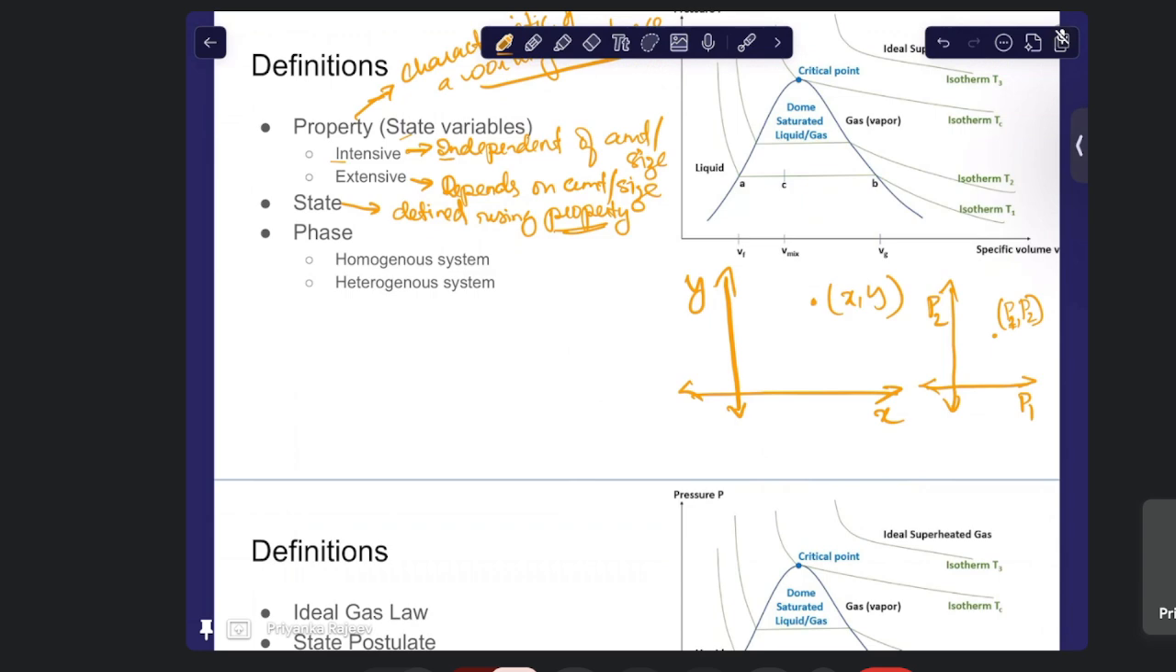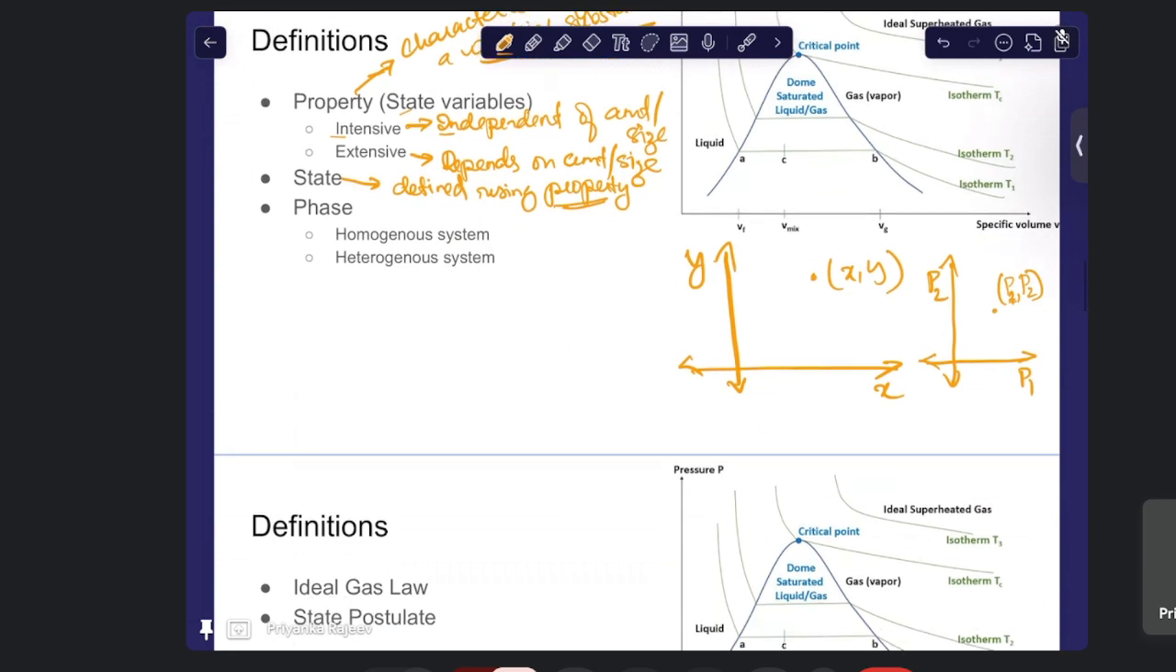Now we have phase. Phases, as we know, are like solid, liquid and gas phase. Majorly our matter around us is in solid, liquid or gaseous phase. Okay. A homogeneous system will contain only one phase. And a heterogeneous system means it will contain more than one phase.